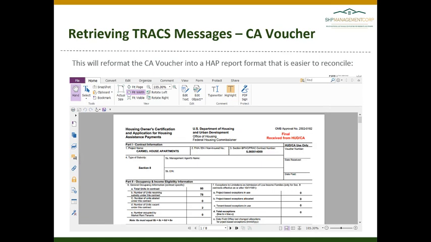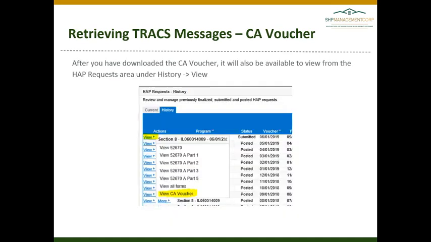Any differences between what was submitted and what was approved by the CA or HUD is going to have a nice asterisk next to it, so it is much easier for you to identify any differences between what was requested and what was approved. Another benefit is that once you've downloaded the CA voucher, it will also be available to view from the HAP requests area under History View. So going to the HAP requests under History, if you select View next to that voucher, you'll now see a View CA voucher link. This makes it much easier when you go to post your voucher because it's right there on the same screen.